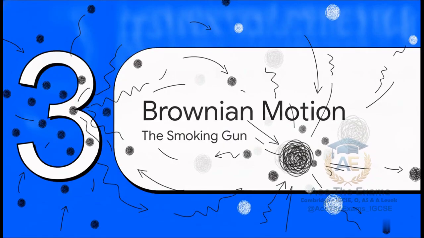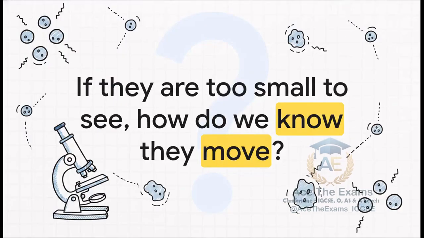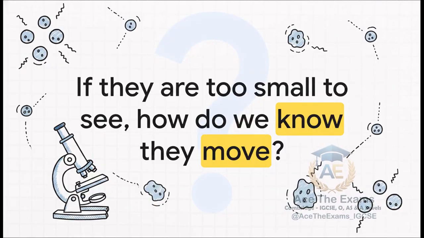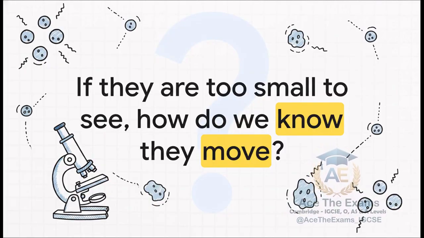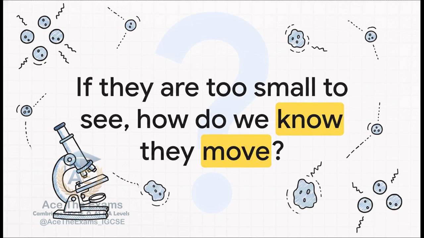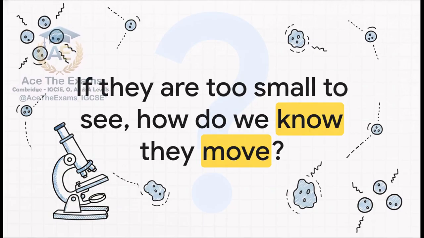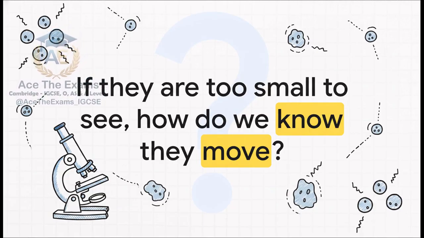Which brings us to section 3, evidence, specifically Brownian motion, which is basically our smoking gun. So you might be wondering at this point, if atoms and molecules are far too small to see, how on earth do we actually know they're moving? It's a really great question. I mean, air molecules have an average diameter of about 4 times 10 to the power of negative 10 meters. They are utterly impossible to see, even if you had the most powerful laboratory microscope in the world.